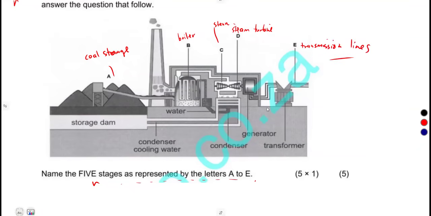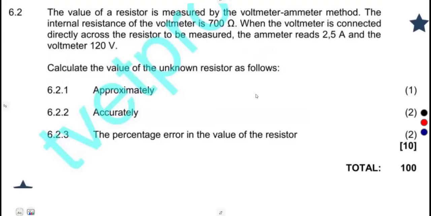Transmission lines. Okay, so that's it. And 6.2, given that we have got the value of a resistor, this one is measured by a what? Volt ammeter method. So remember, on a volt ammeter method, there is a short shunt method and a long shunt method. So let's see the connection.